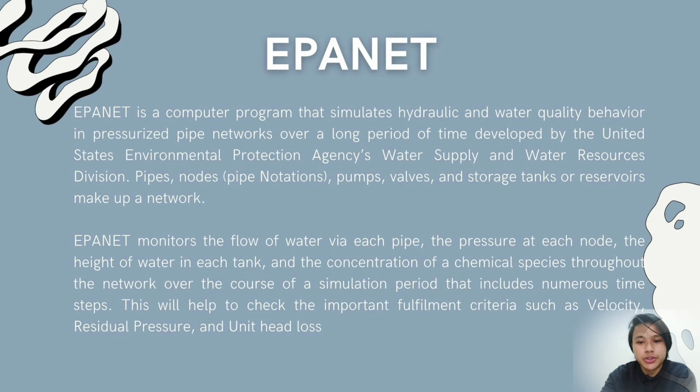Pipes, nodes, pumps, valves, and storage tanks or reservoirs make up a network. EPANET monitors the flow of water via each pipe, the pressure at each node, the height of water in each tank, and the concentration of a chemical species throughout the network over the course of a simulation period that includes numerous time steps. These will help to check the important fulfillment criteria such as velocity, residual pressure, and unit head loss. This computation will be done for both peak flow and fire flow to check both the design will be up to the standard of the SPAN and MWA guideline.